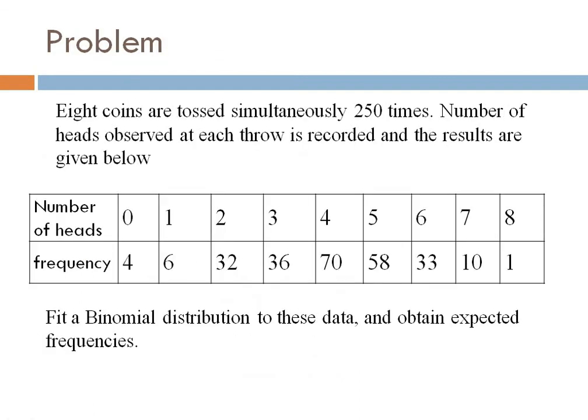This is the problem statement. 8 coins are tossed simultaneously 250 times. Number of heads observed at each throw is recorded and the results are given below. Fit a binomial distribution to this data and obtain expected frequencies. Now in this case, we assume that x is number of heads and n is 8.